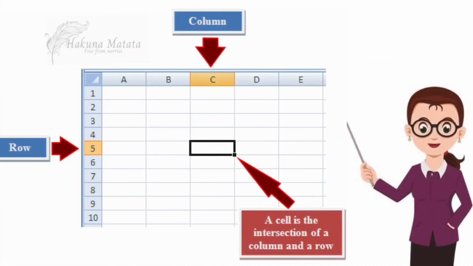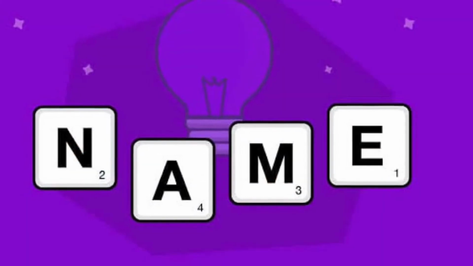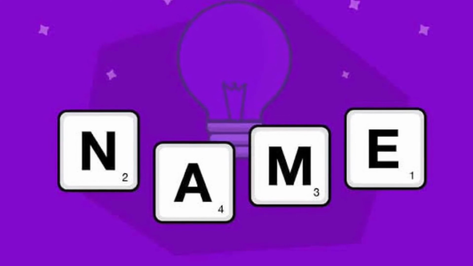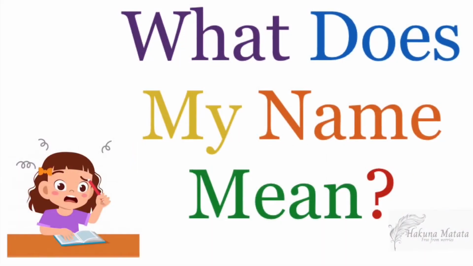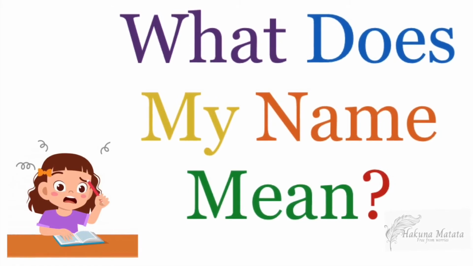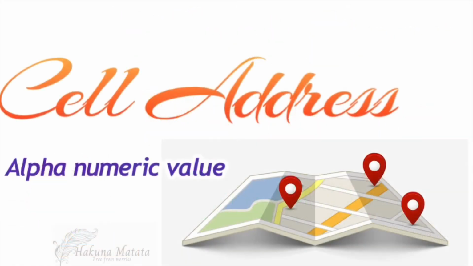Now, the meeting place or intersection of a row and a column is called a cell. In simple words, it is a rectangle formed by a row and a column. We all have unique names. Some of our names are based on meanings taken from Holy Scriptures, or we have some other reasons. Cells also have a name. This name is based on the cell address.